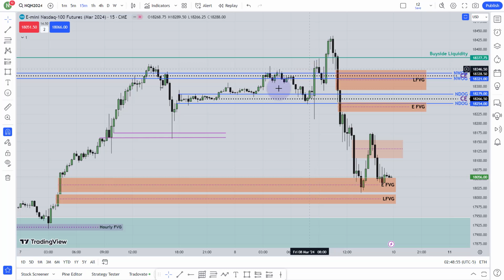Now when it comes here, I'm seeing this market has taken all this liquidity. This is the market structure shift. Where is your fair value gap? Now here I have only one fair value gap. Okay, so this is clearly 22 YT model.